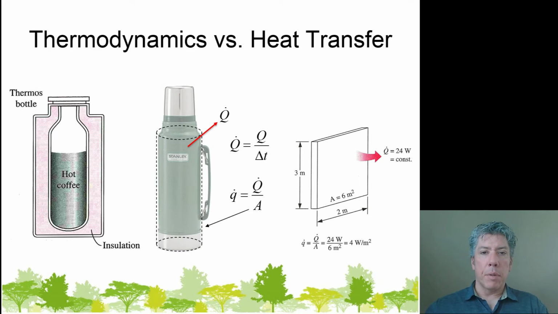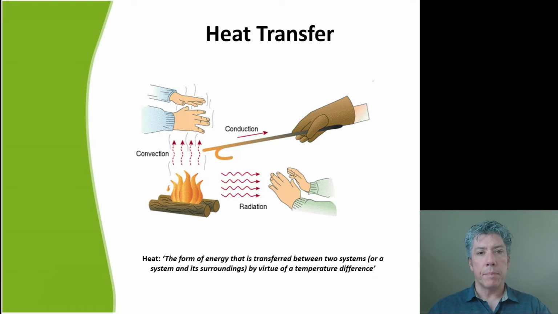Now, to give you an example of heat flux, if you have an area of 6 square meters, a wall that's 3 by 2 meters, and a heat flow rate through that entire wall of 24 watts, then you could calculate the heat flux as 24 watts divided by 6 square meters, which would be 4 watts per square meter. So each square meter has 4 watts as the rate of heat transfer through it.